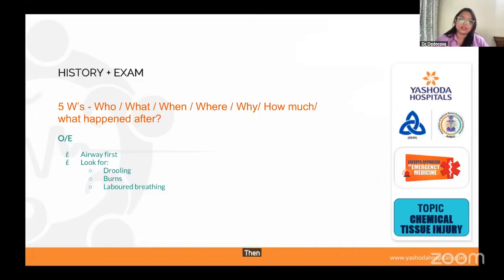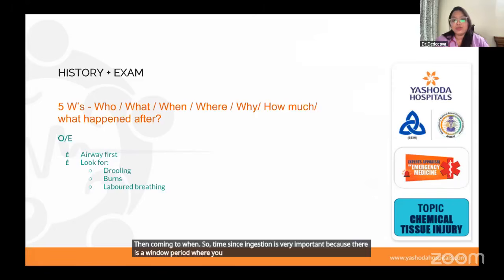Then coming to when. Time since ingestion is very important, because there is a window period where we cannot do endoscopy as the tissue is very fragile. So time since the ingestion is very important. Within 12 to 24 hours, up to 48 hours, is where we do the endoscopy.